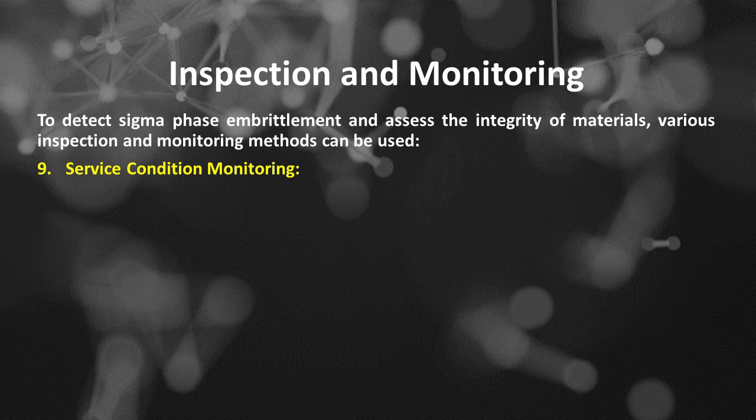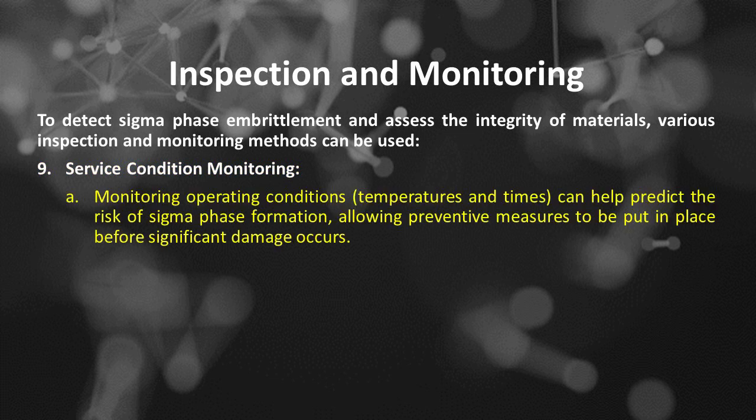Number 9 is service condition monitoring. Monitoring operating conditions, temperatures and times, can help predict the risk of sigma phase formation, allowing preventive measures to be put in place before significant damage occurs.